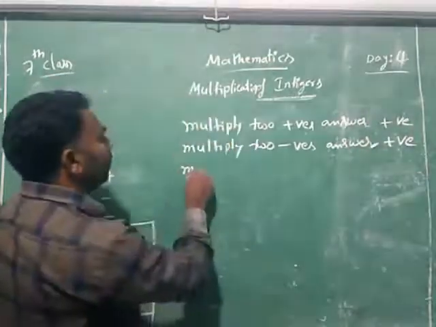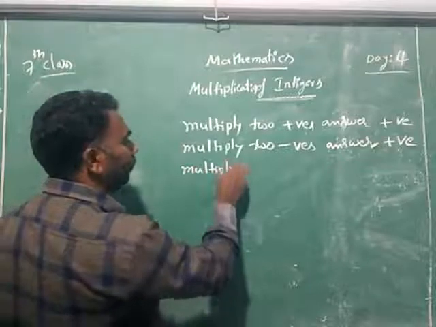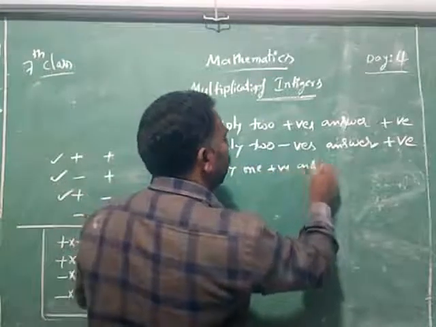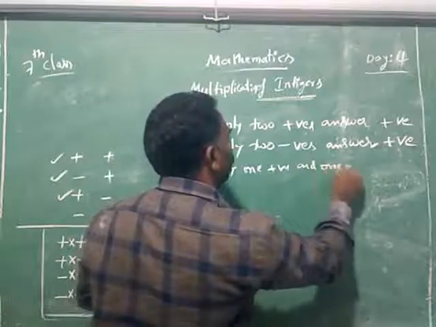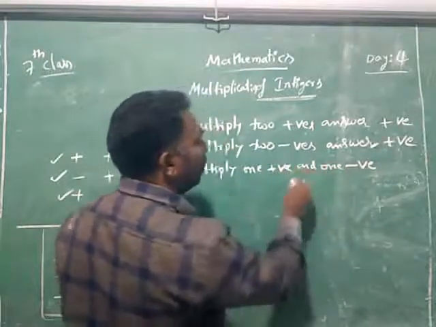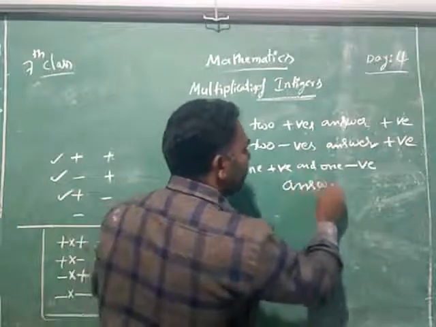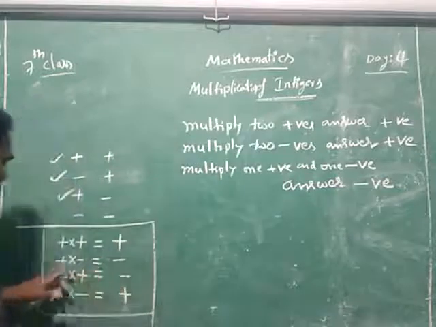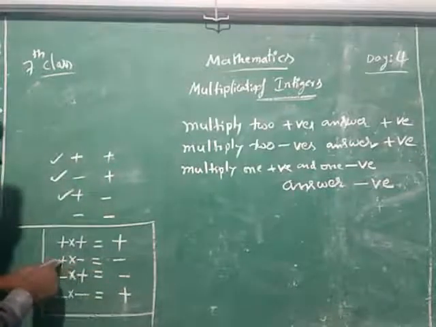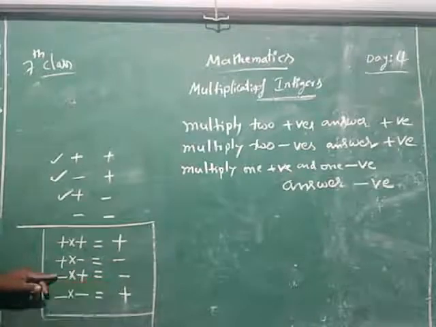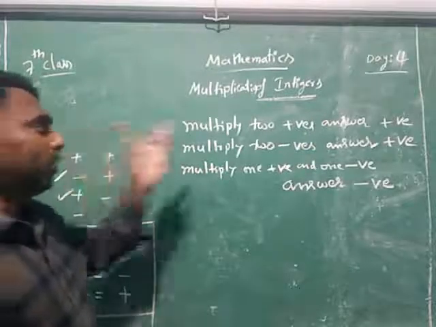But when we multiply one positive and one negative, one is positive, one is negative, then the answer will be negative always. See here, one positive and one negative. Plus into minus will be minus. Minus into plus will be minus. So you have to remember this.